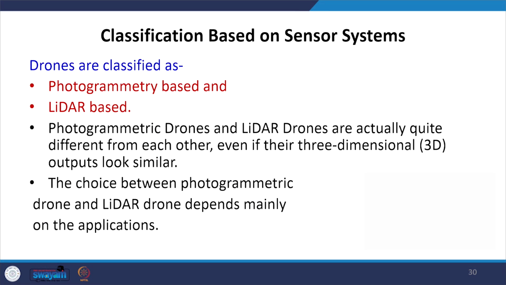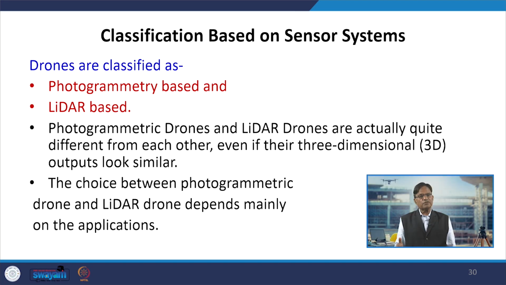Now, classification based on the sensor system, the sensor which they employ. So, broadly, there are two popular sensors which are employed. One is the photogrammetry based and another is the LiDAR based sensor. So, sometimes the drone can carry both the sensors.